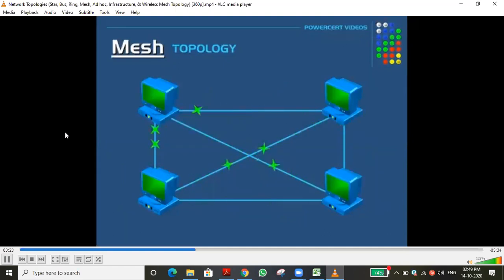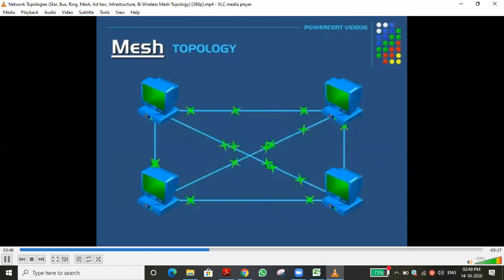And there was also the mesh topology. Now, in a mesh topology, each computer on the network is connected to every other computer on the network. So by having so many connections, it handles failure very well. In this illustration, there are four computers with three connections on each computer, which makes a total of 12 connections for this network.